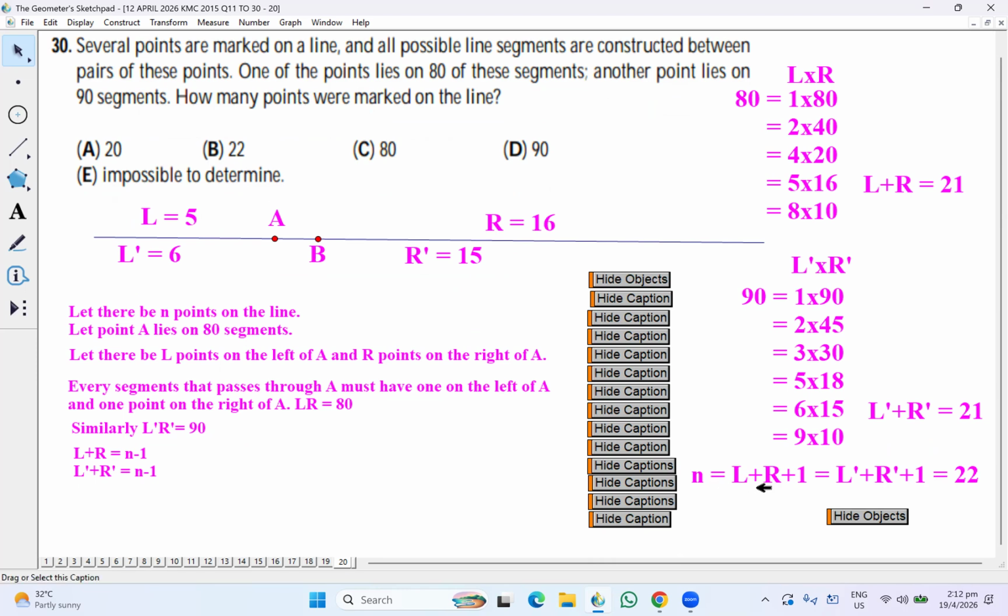N is L plus R plus 1, L prime plus R prime plus 1. So it's 22. Answer 22.